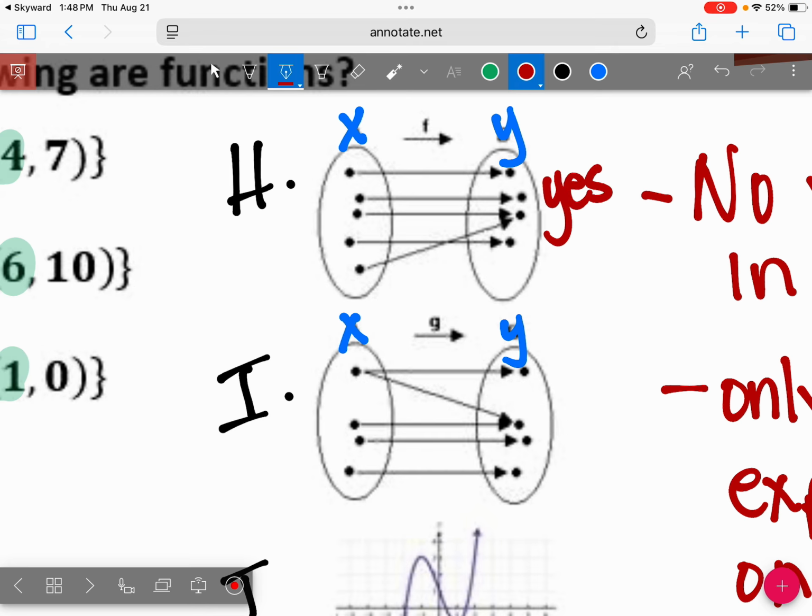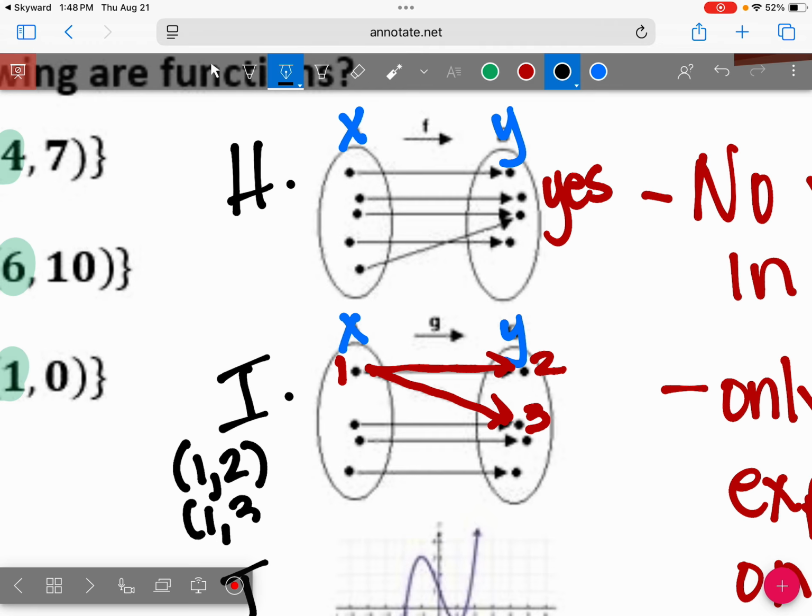That's a function. But I is a no, and I'm going to explain to you why. I'm going to assign some random numbers to these dots. Let's say that this dot represents the number 1, and over here, that's a 2 and a 3. What that means is I have ordered pairs at (1, 2) and (1, 3). Because that 1 has 2 different friends. Can't have that. 1 is going to repeat. So that one is a no.